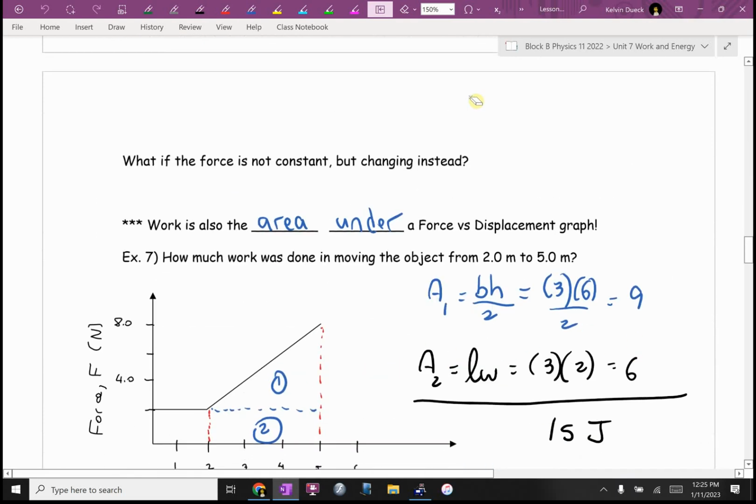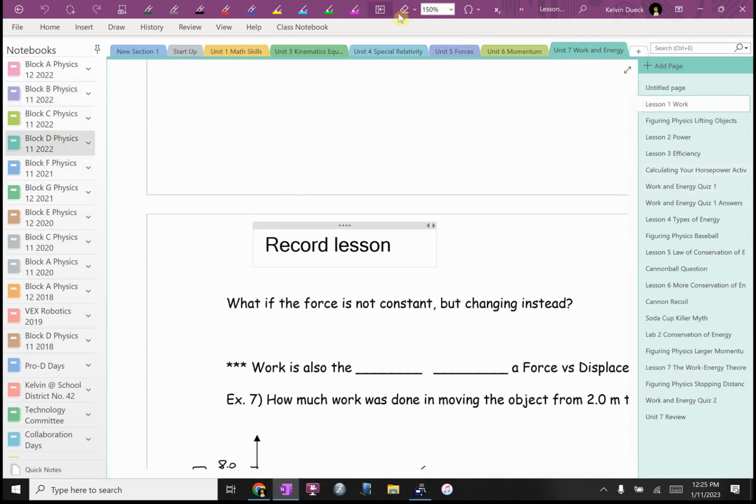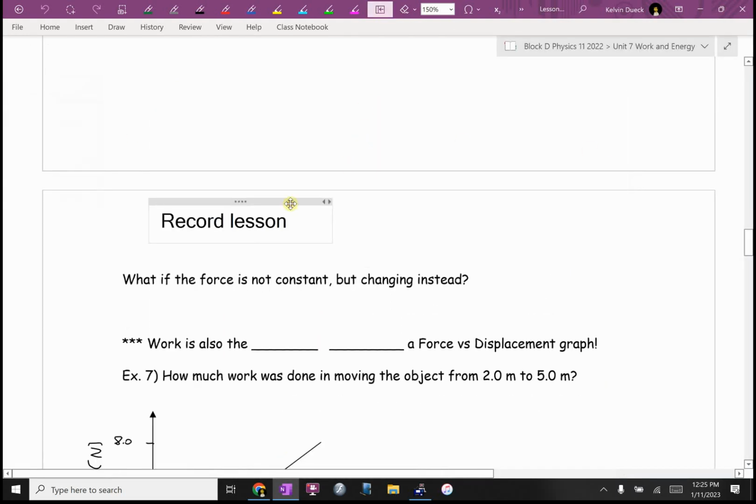And we got to here. But we want to be block D, Mr. Dewick. And it says record lesson to make sure I don't forget.